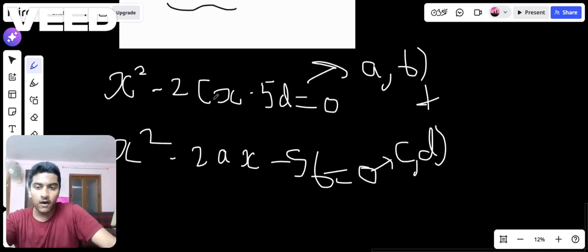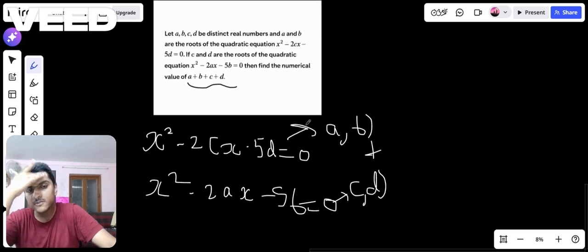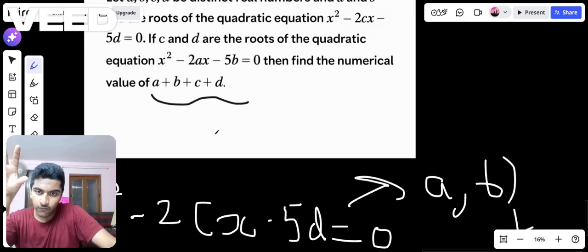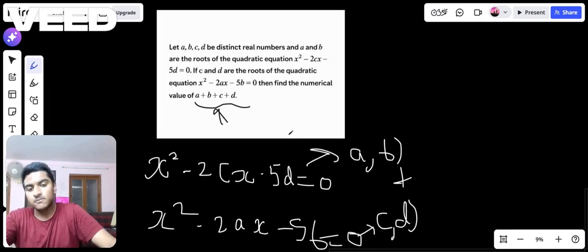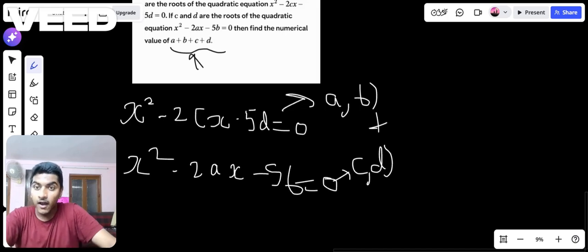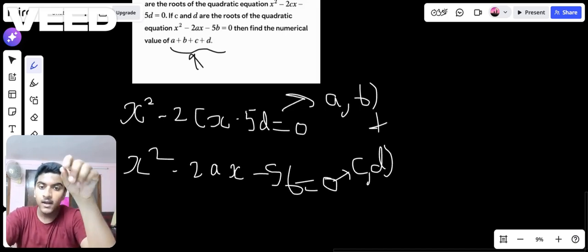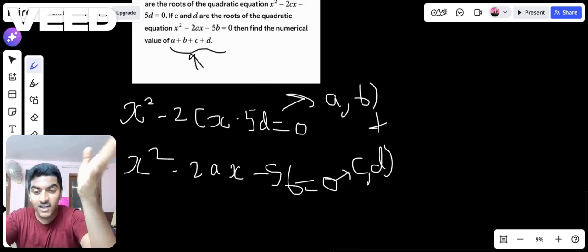Because we have been given quadratic equations, and we have been given that a and b, and c and d, are the roots of the respective quadratic equations. So the very next thought, upon seeing that we have to find the value of a plus b plus c plus d, is the sum of roots and product of roots. Why will it come to our mind? Because that's the only relation we have, right?